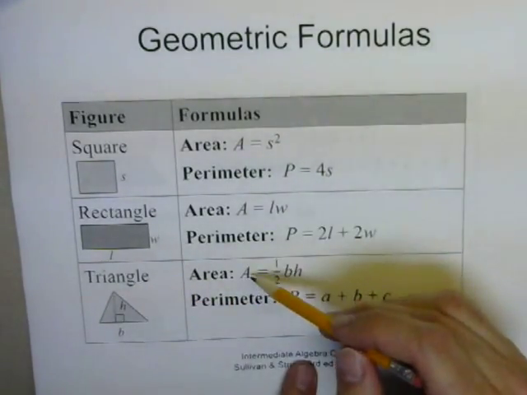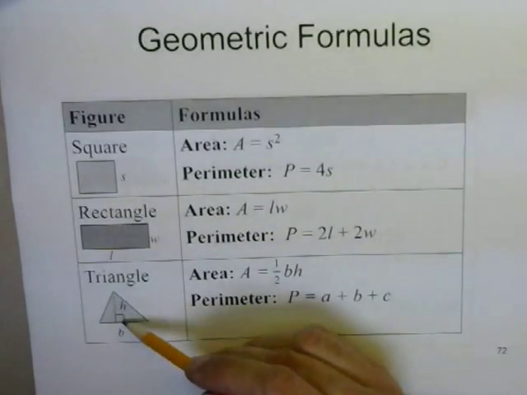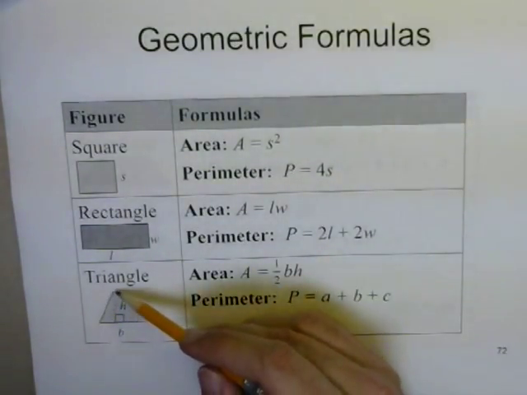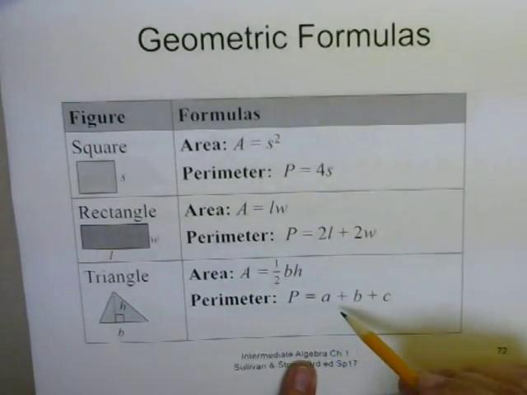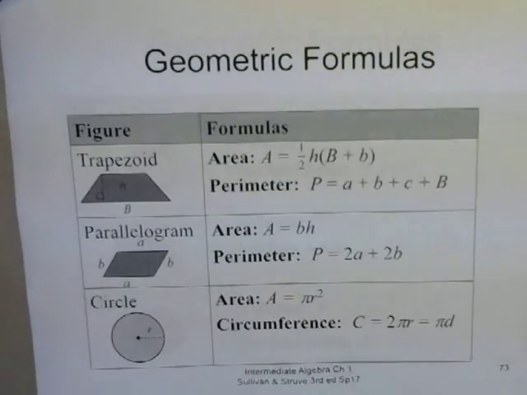For a triangle, one formula you can use for the area, if you know the height of the triangle, is that the area is equal to 1/2 the base times the height. For the perimeter of a triangle, if you have sides with lengths A, B, and C, the perimeter is just what you get when you add up all three sides of the triangle.